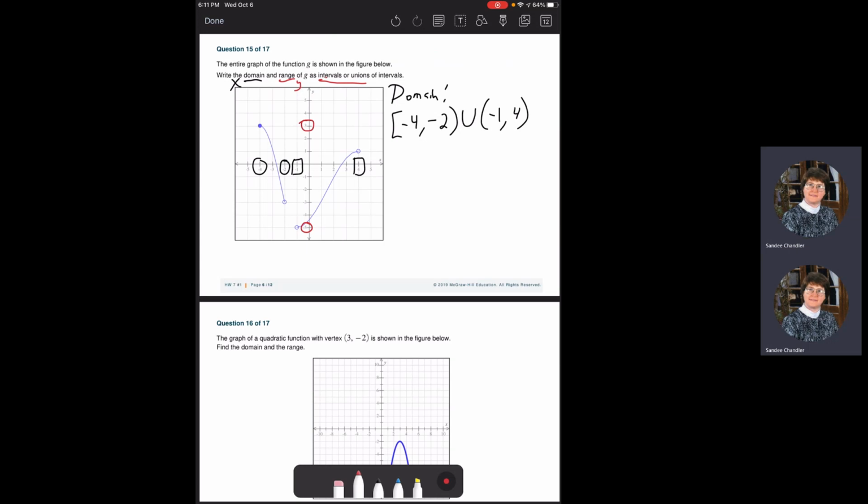Because these kind of overlap, in the old days we would just turn our paper sideways, which I can't do here. Not easily anyways. So we would turn our paper sideways so that the negatives were on the left and the positives were on the right, and we could see that the left line and the right line overlap. So you start where it starts and you end where it ends. It's kind of like an OR.